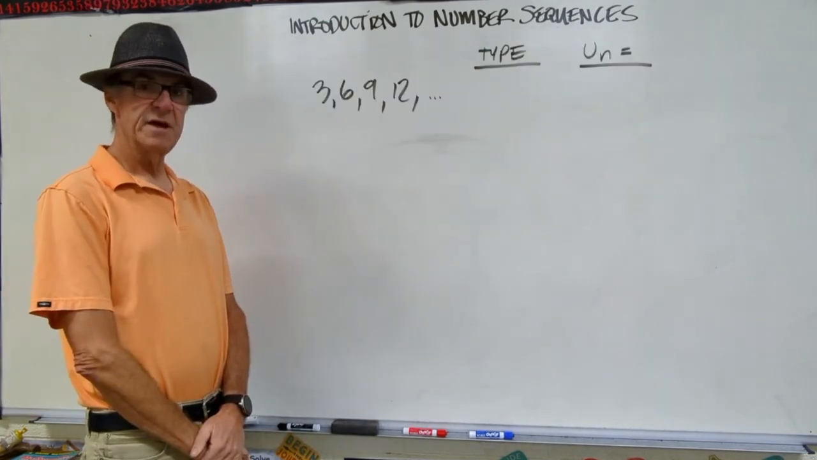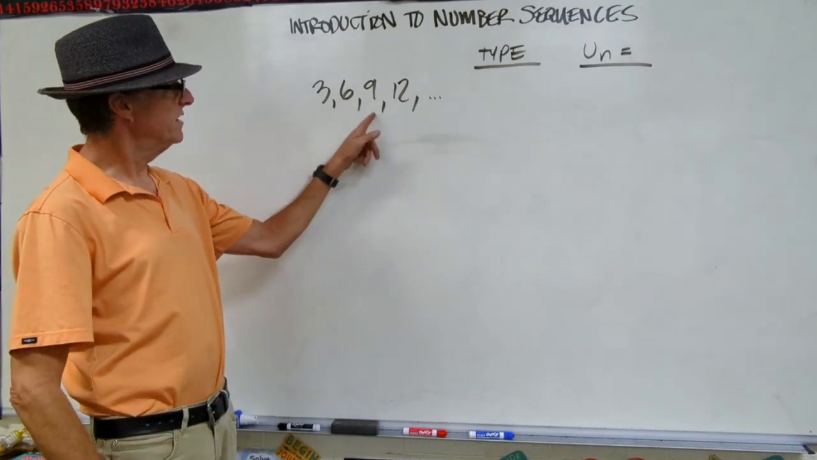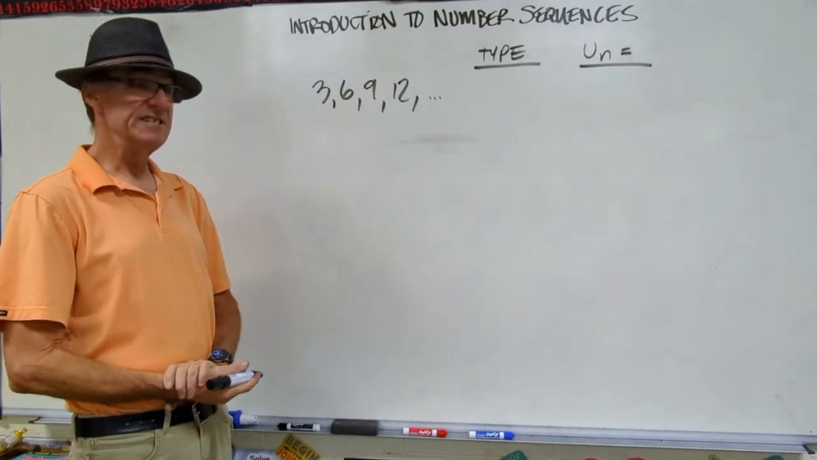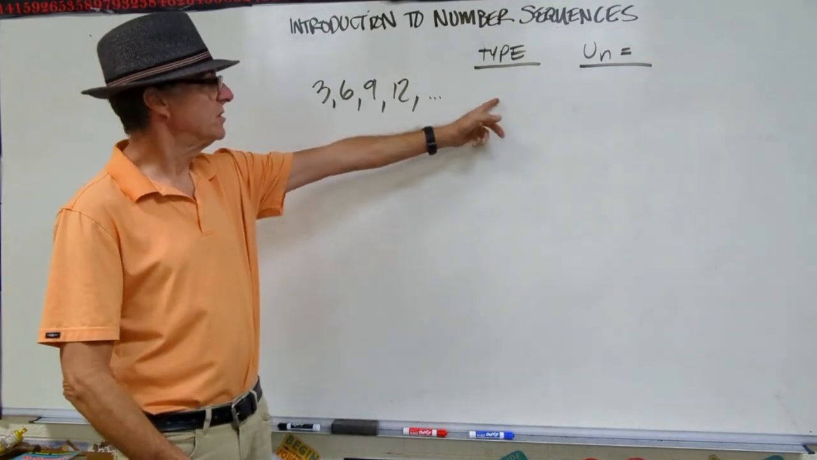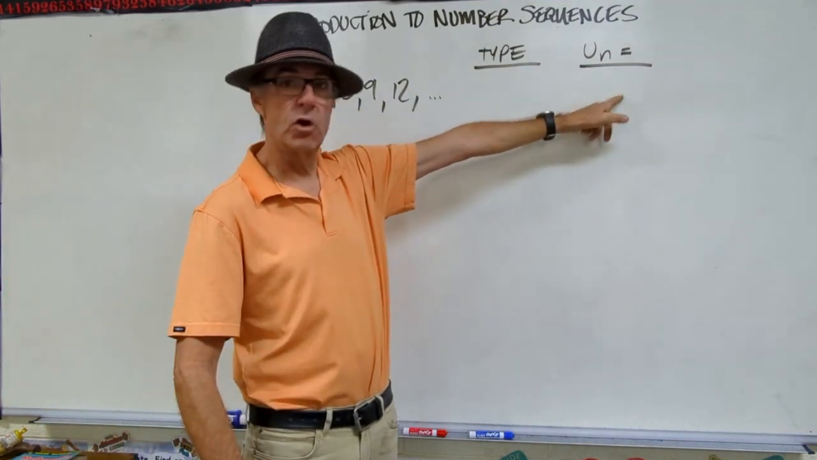All right, let's do a few examples. Take a look at this sequence. First, decide, is this arithmetic or geometric? And then once you've got that answer, come up with the u_n formula for that.